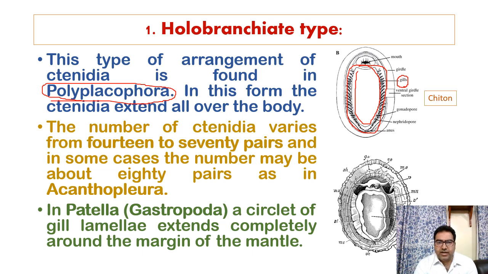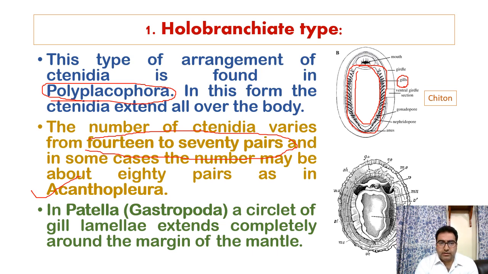The number of the Ctenidia varies from 14 to 70 pairs. So the number is remarkable here, 14 to 70 pairs, and in some cases about 80 pairs in the case of Echinopleura.